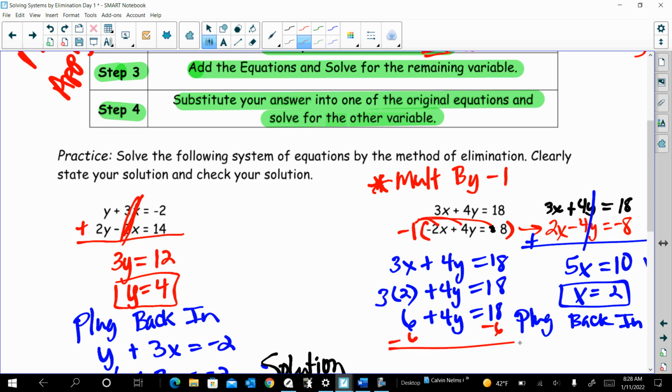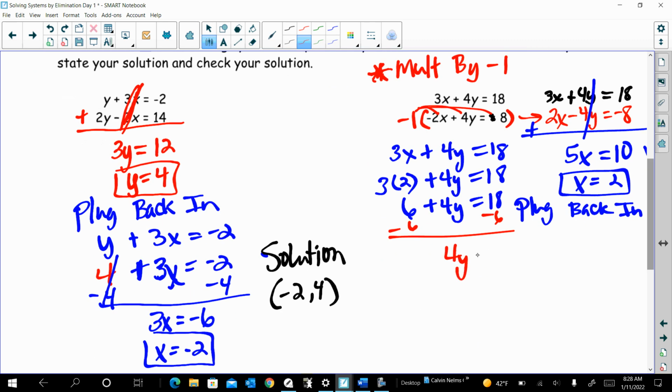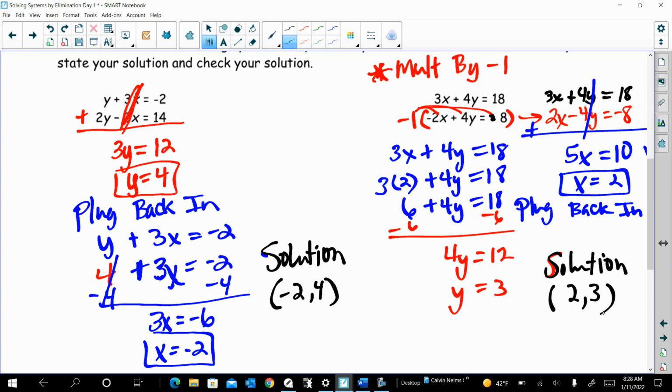So we get 4y equals 12. So y equals 3. So our solution is the ordered pair 2, 3. Are we okay on that? So if it's not an opposite, focus on same coefficient, same number in front, and multiply by -1.